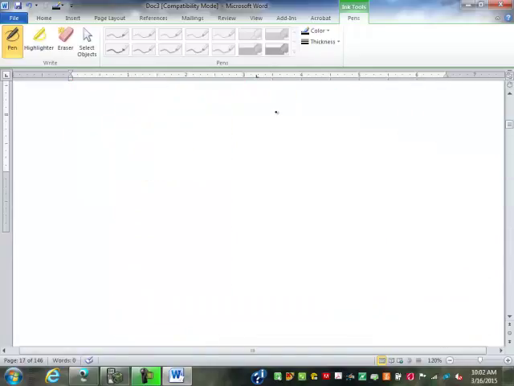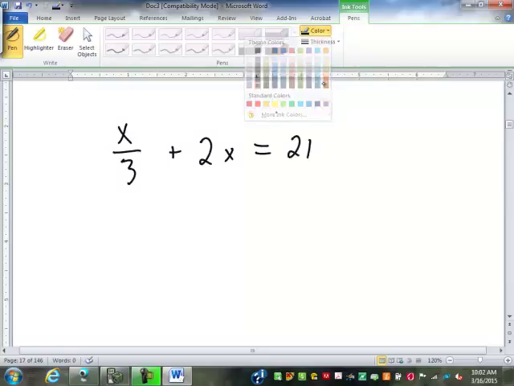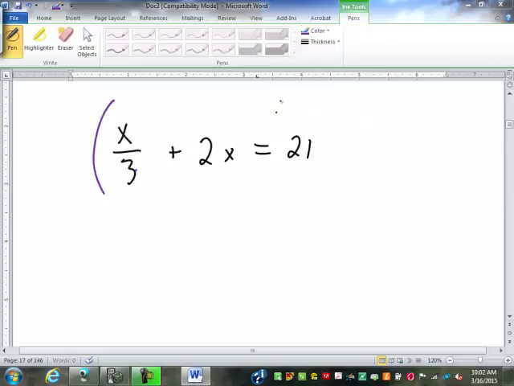But there's an alternative to that. Rather than working with the fraction, we could get rid of the fraction. This one's really simple because there's only one fraction in here, so the least common denominator is just 3. If I were to multiply this whole equation by 3, the fraction would disappear. Every term has to be multiplied by 3. So 3 times x over 3, that's 3 over 1 times x over 3. The 3's just cross cancel and leave us with x.